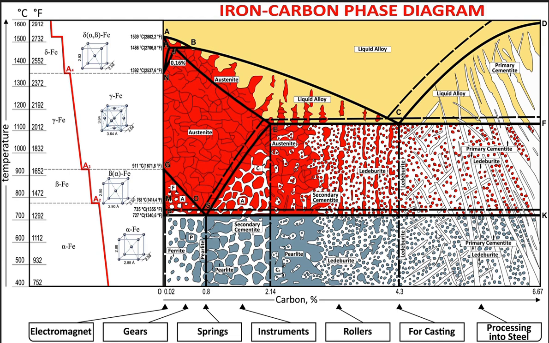And as a conclusion, we can just say that by mastering this diagram, engineers can design a metal's properties just by changing its carbon content or its heat treatment. It is the foundation of modern metallurgy.